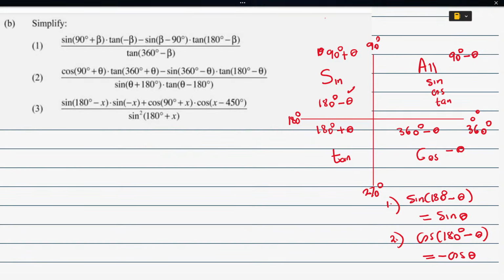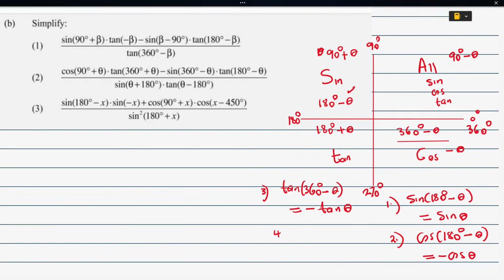So for example, if ever we have tan 360 degrees minus theta, which quadrant is 360? It's quadrant number 4. Is tan positive? No. So that's why the answer is negative tan theta. See? That's where this thing comes in, right? So that is the third one.